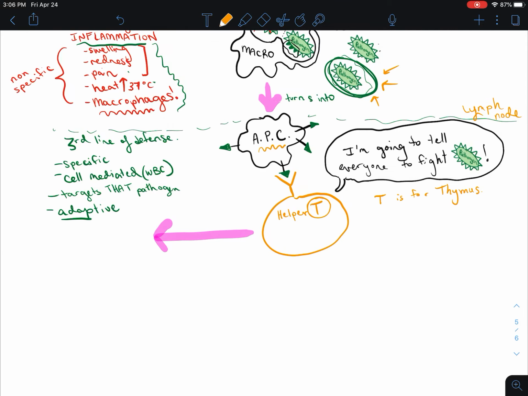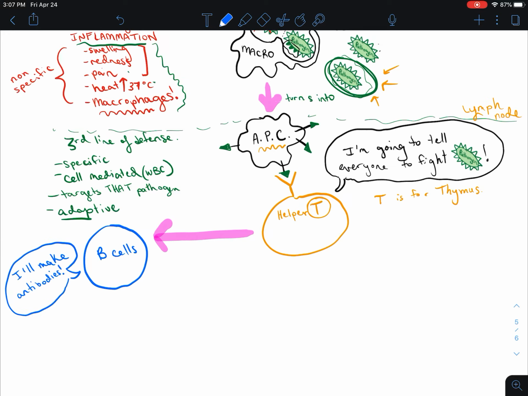But while it's in the lymph node, let's talk about how it's going to teach the B cells. Okay, so you guys might already remember from before, your B cells, the big thing that they like to make is antibodies. So this guy is going to make antibodies that are specific for the pathogen. Okay, so they're shaped so that they can only fit the antigens that have been presented to them by the antigen presenting cell. So he's going to start to basically become a little factory for these Y-shaped proteins.